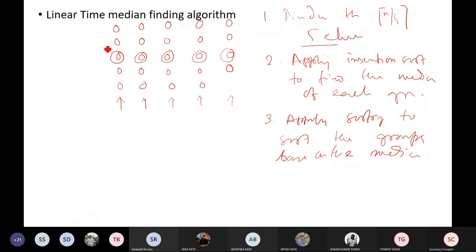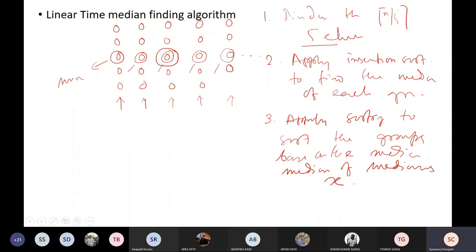Think about this. These elements are already sorted. Now if we apply a sorting technique and sort these 5 elements, 1, 2, 3, 4, 5 medians, then what we will get? These groups will be reshuffled and this one will be the minimum. This is the second minimum, third, fourth and fifth in this way and so on. If there are n number of elements, then what we will get? We will get the mid value as the median of medians. Okay. So we will get median of medians and let us denote this value as x.